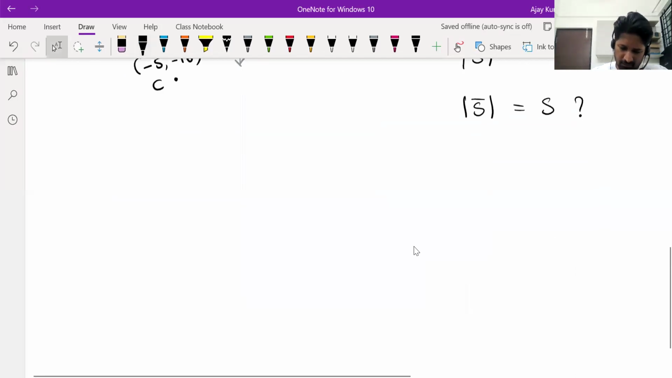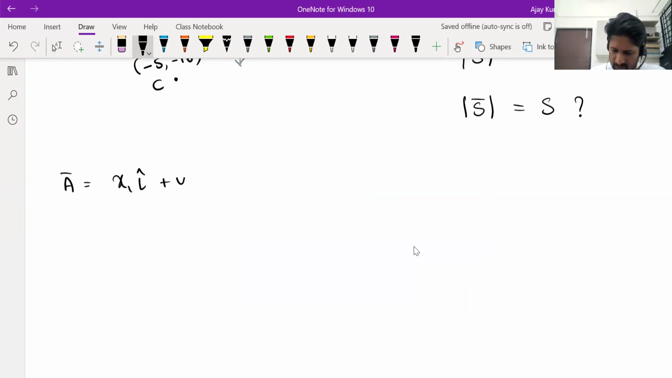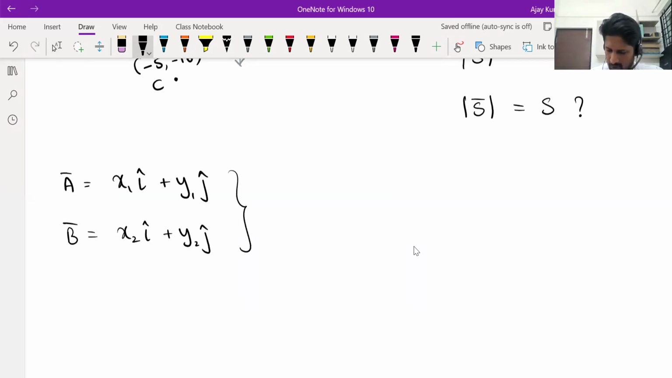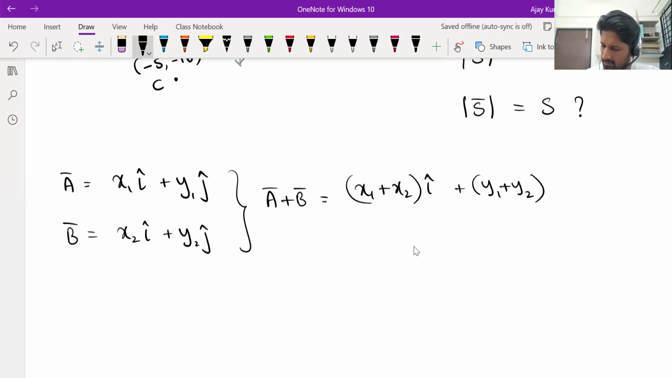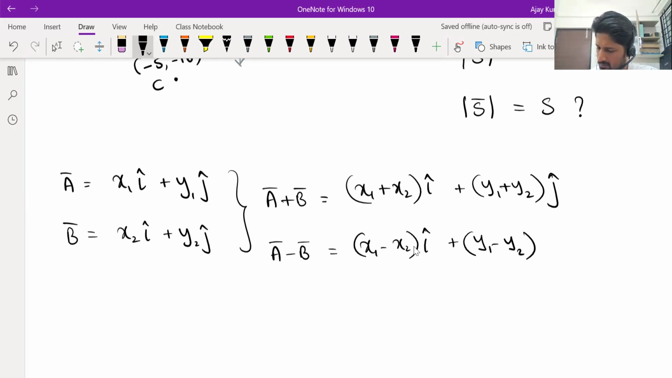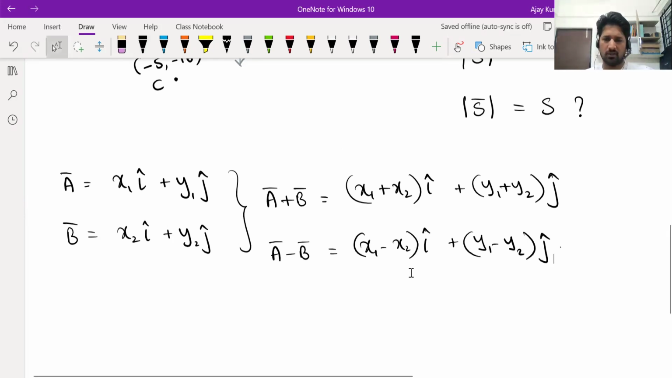It's obvious. Suppose there's one vector like this, x1 i cap plus y1 j cap, and another vector like this, x2 i cap plus y2 j cap. If you want to add them, just add the x components. It becomes x1 plus x2 i cap plus y1 plus y2 j cap. That's how you add vectors. And if you want to subtract them, x1 minus x2 i cap plus y1 minus y2 j cap, and that's all.